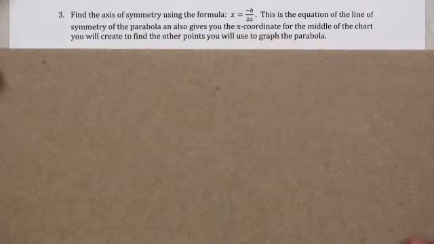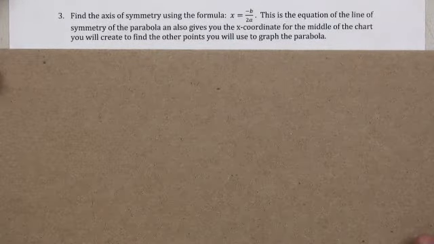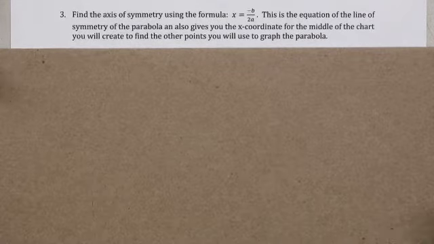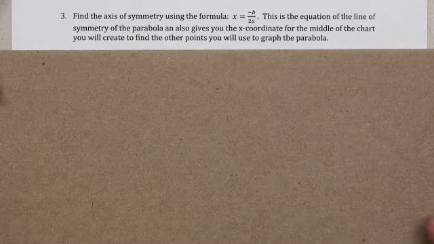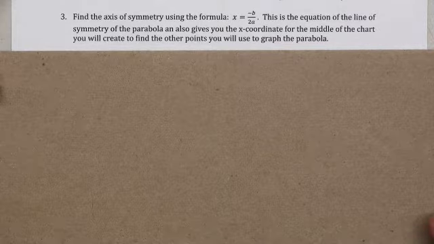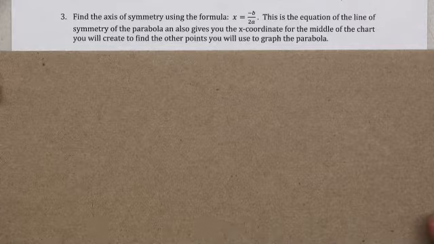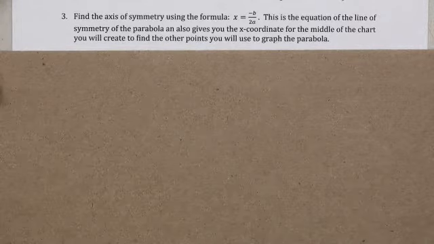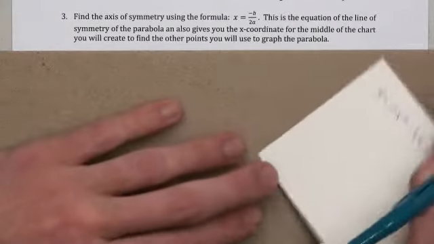Next, find the axis of symmetry using the formula x equals negative b over 2a. You have to memorize that formula. It's extremely important. You can't do this problem without it. This is the equation of the line of symmetry of the parabola, and it also gives you the x-coordinate for the middle of the chart you will create to find the other points you will use to graph the parabola. So here's what that means.